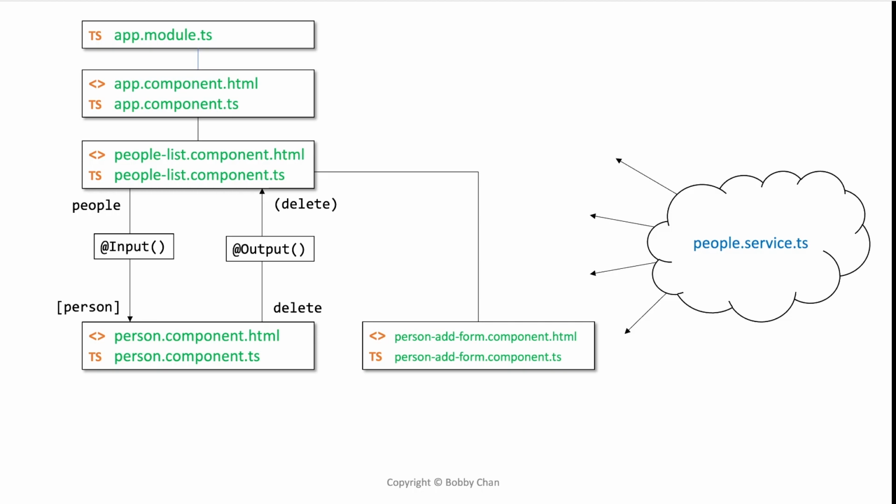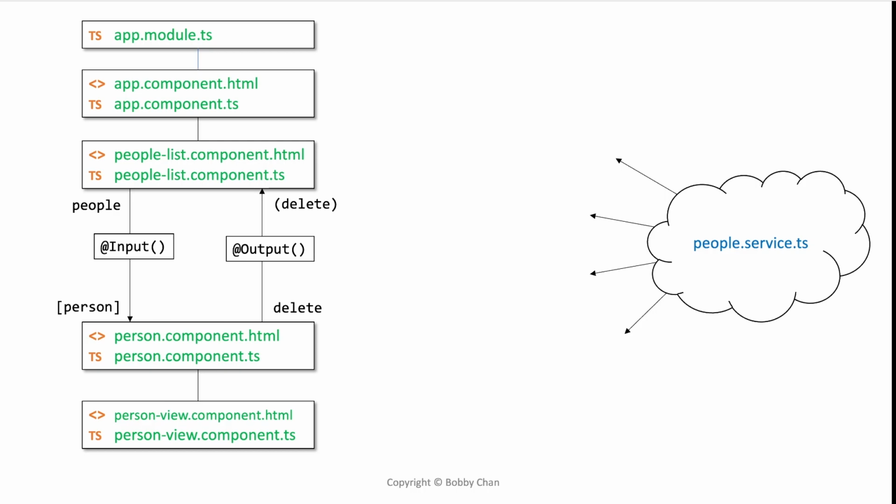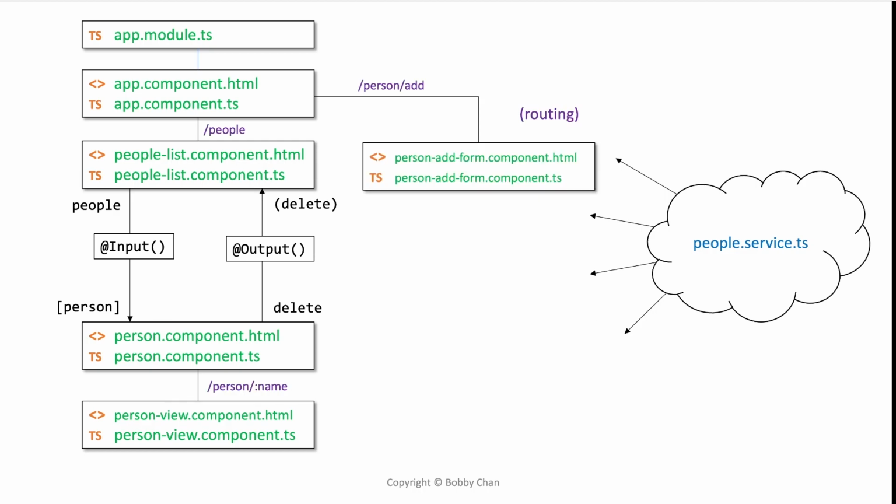Now, what we want to do in the next couple of steps is add another component, which is the person view. And the person view is what's going to happen when we click on the show more button. It's going to navigate to another page that's just going to show you more information about this person. Now, we said that this person add form is really in the wrong place. So another thing that we want to do is actually move it to a separate location which is going to be governed by routing. We're going to see that in a second. We can add a couple of routes, one for person adding, one for looking at people, and another one for looking at a particular person. So this is what we want to do.